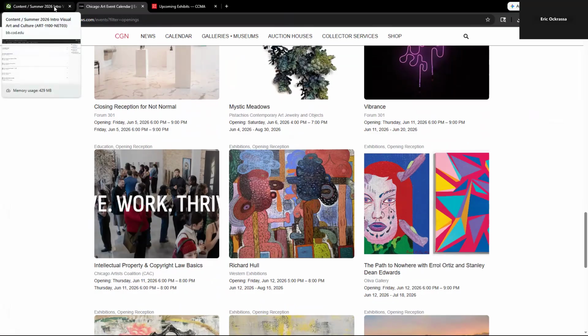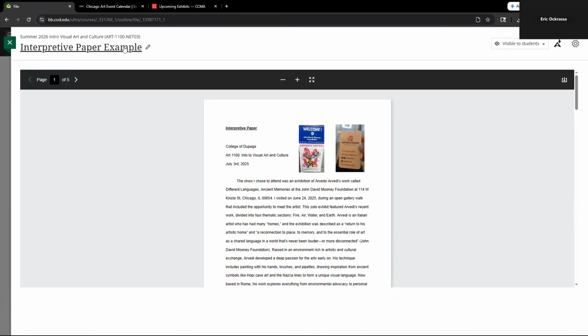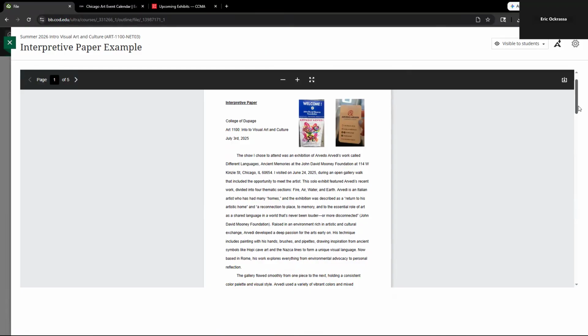But when you're there, you have to remember to at least take photos of 3 pieces that you're interested in talking about. Maybe take some quick notes while you're there, which will be the core of the paper. When I see the interpretive paper example, this is a really good example from a previous semester. Proof right there at the top.